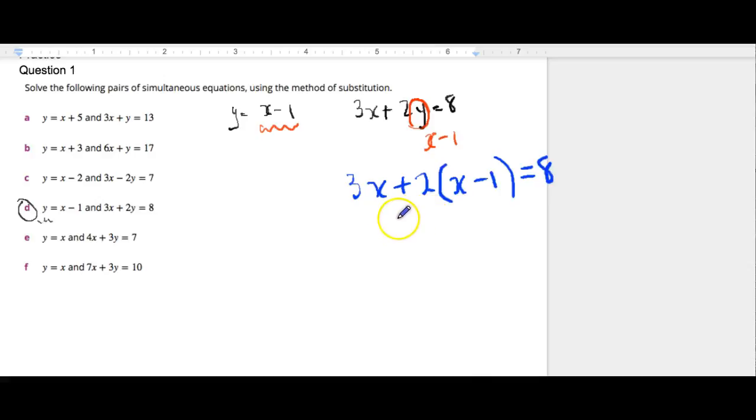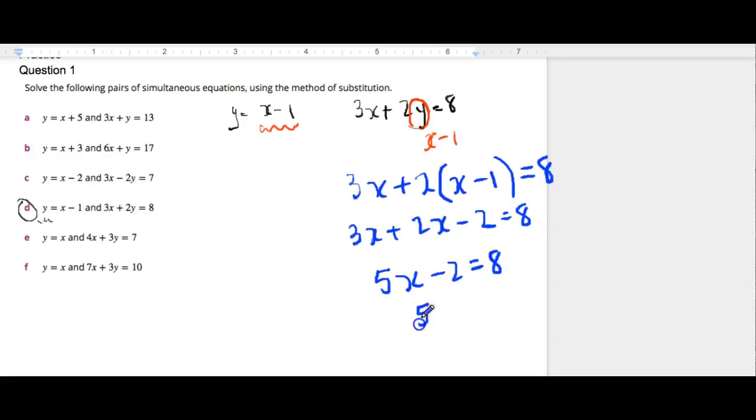Because I've only got one variable, which is x, I can solve for x, whereas here I had x and y, and I can't solve when I've got two. Okay, so let's expand that bracket. We have 3x plus 2x minus 2 equals 8. 3x plus 2x is 5x. Then I'm going to bring that 2 over, so it becomes 10. So x is equal to 2.